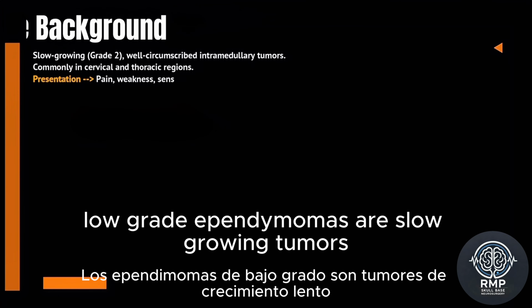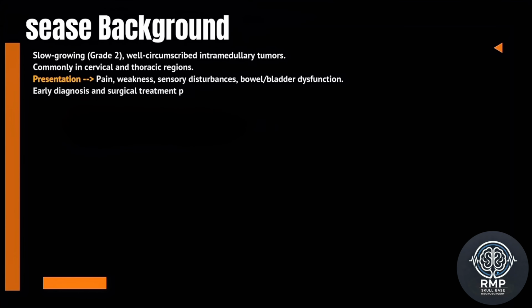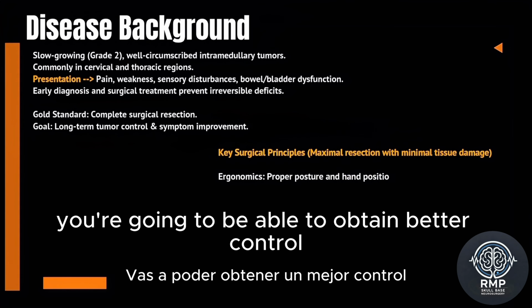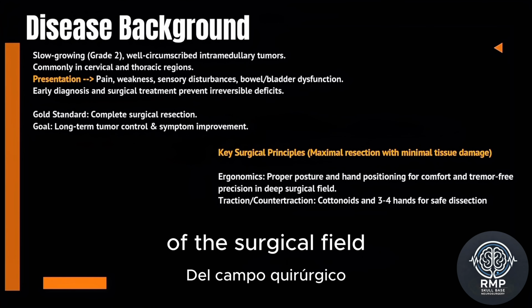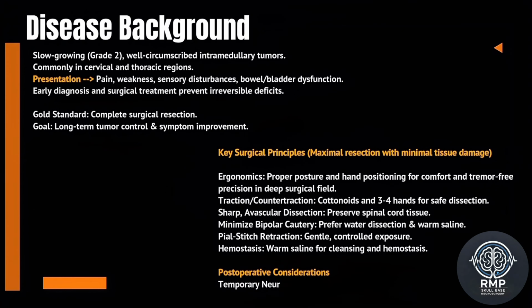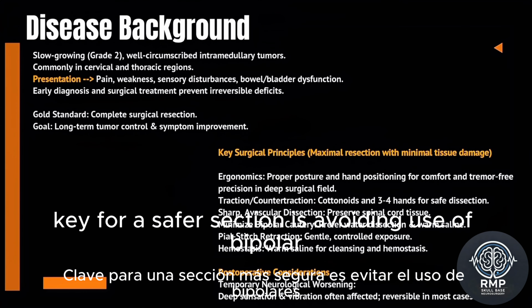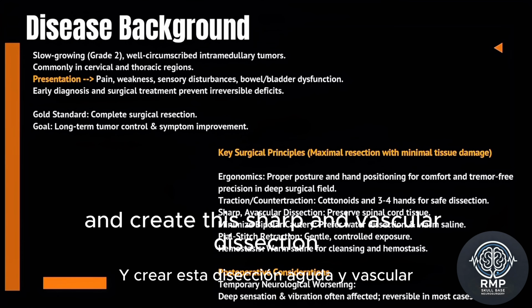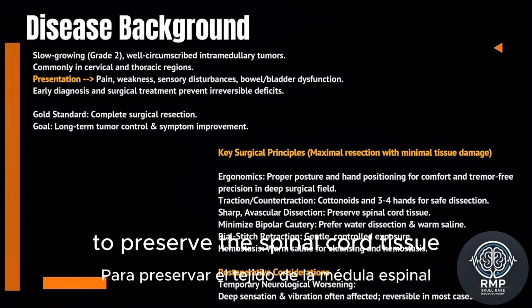Low-grade ependymomas are slow-growing tumors. If you preserve the tumor capsule, you're going to be able to obtain better control of the surgical field and maximize the chances to obtain gross total resection. Key for a safe resection is to avoid use of bipolar, use warm saline for hemostasis, and create this sharp and avascular dissection to preserve the spinal cord tissue.